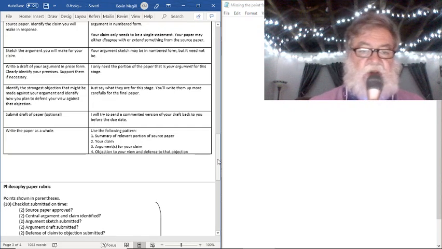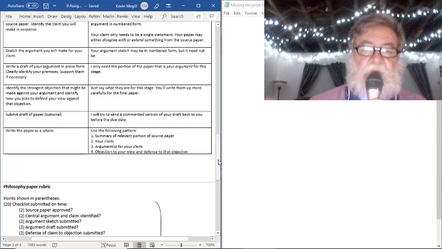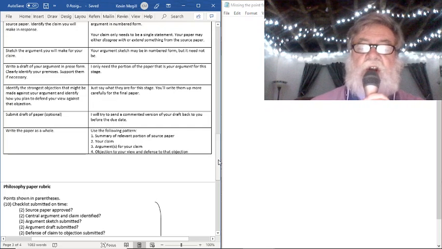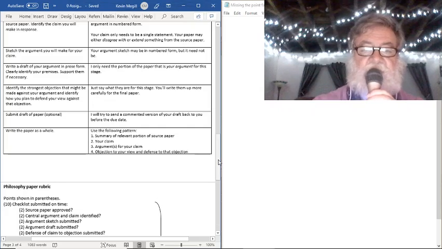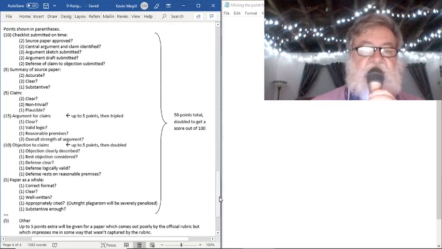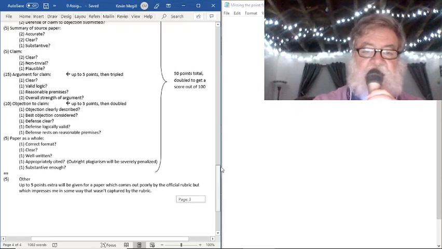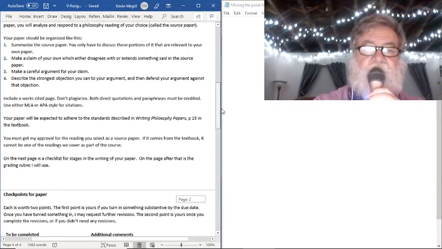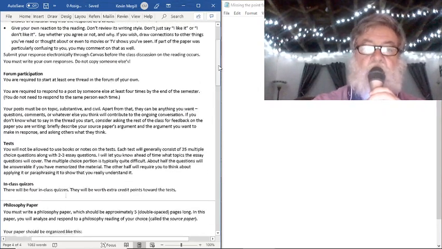And then finally, you turn in the paper as the whole, which will have a summary of the relevant portion of the source paper, your claim, arguments for your claim, and then objection to your view and defense to that objection. There's a rubric down here where you can see how I grade it. Take a look at that later on so you have an idea what's going on. So that's how that works.